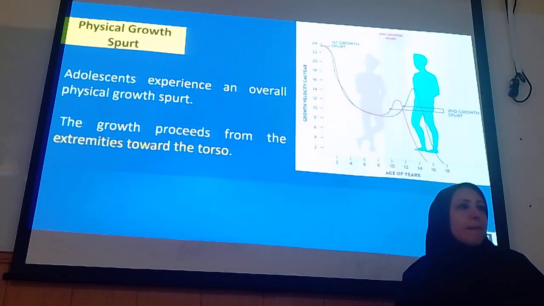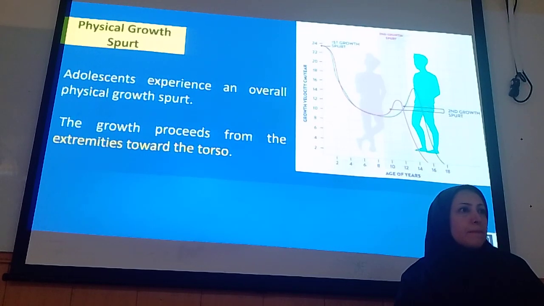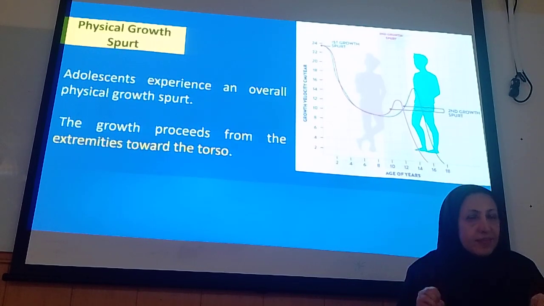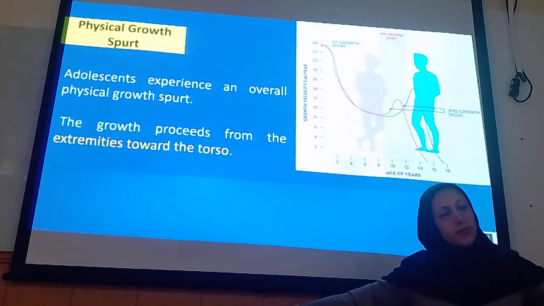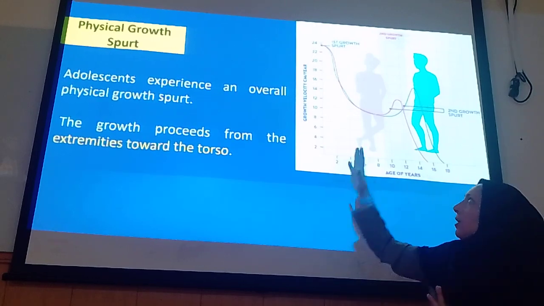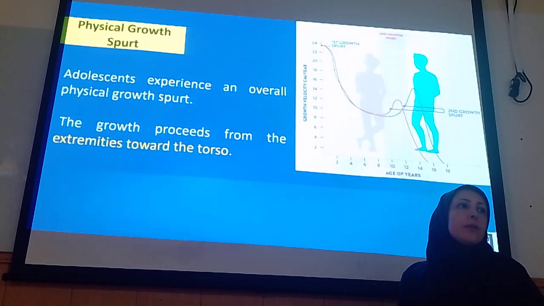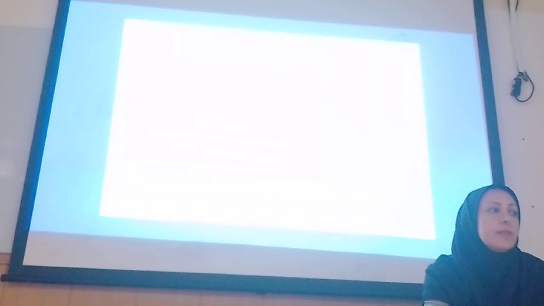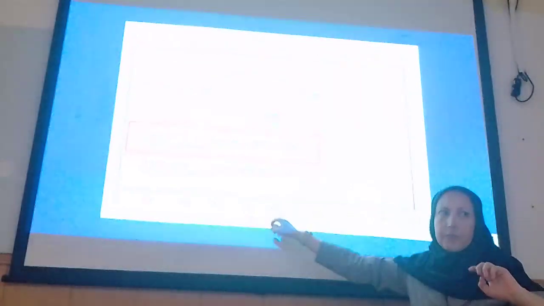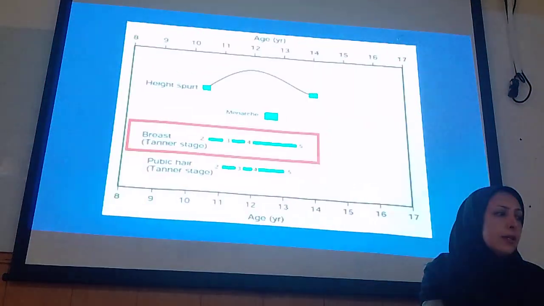Is this growth in height, or just growth in the extremities? First the growth is in the extremities and then the torso, and all of it is a physical height spurt. According to your last slide, the maximum height spurt is at the age of 14. For girls the height spurt is at 12 or 13 years old, and for boys it is 14 to 16.